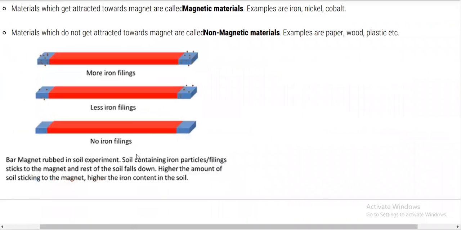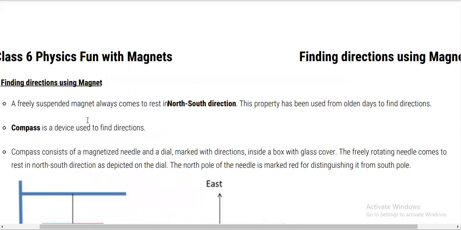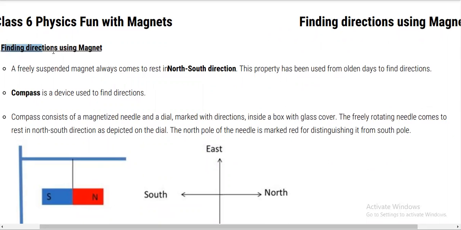Then the magnetic property at both ends of the bar magnet, we already saw. Then come to the next point, that is finding direction using magnet. Means how we can find the directions using a magnet. For this activity we take a suspended magnet. By this we can try to understand how a magnet works.